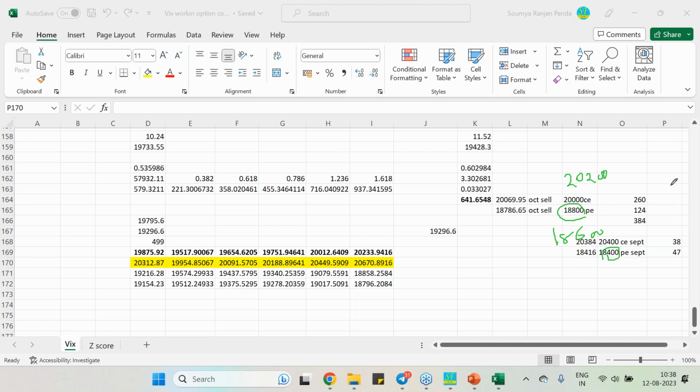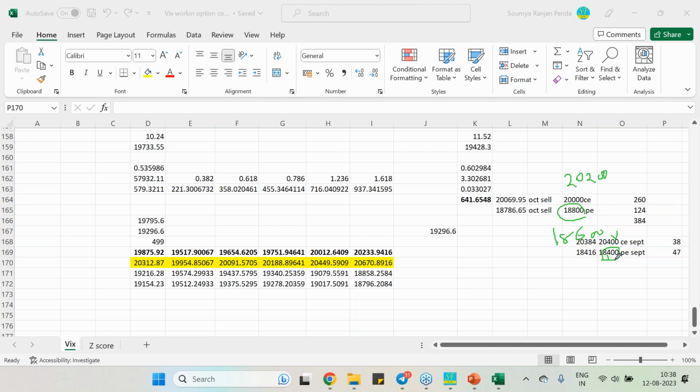If you want to play a little more safe, what you have to do? Instead of buying a 20,400 call, buy a 20,200 call. Instead of buying an 18,400 put, buy an 18,600 put. So it is a little safer, but that will again reduce your profitability. Enter like this. If it goes against you, you have to quit the trade here.